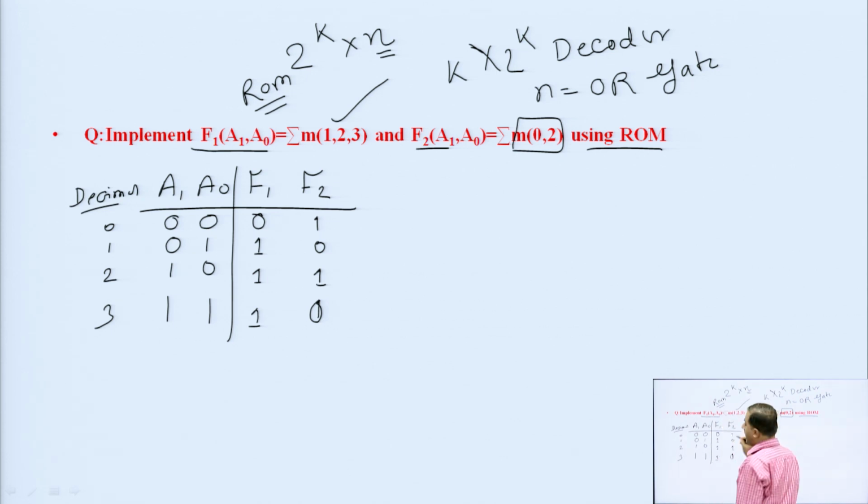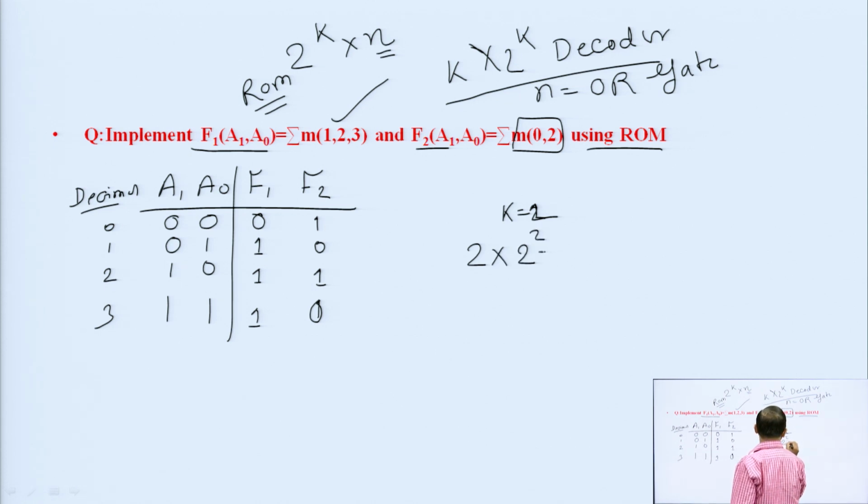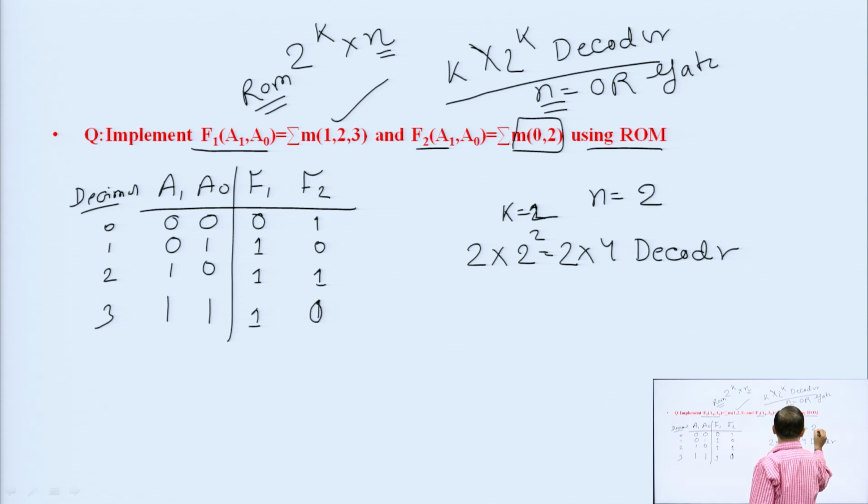Here the k value is 2, so we will have a 2 cross 4 decoder, that is 2 cross 2 to the power 2. And the n value is equal to 2, meaning 2 OR gates. So we can implement this ROM using a 2 cross 4 decoder and 2 OR gates.